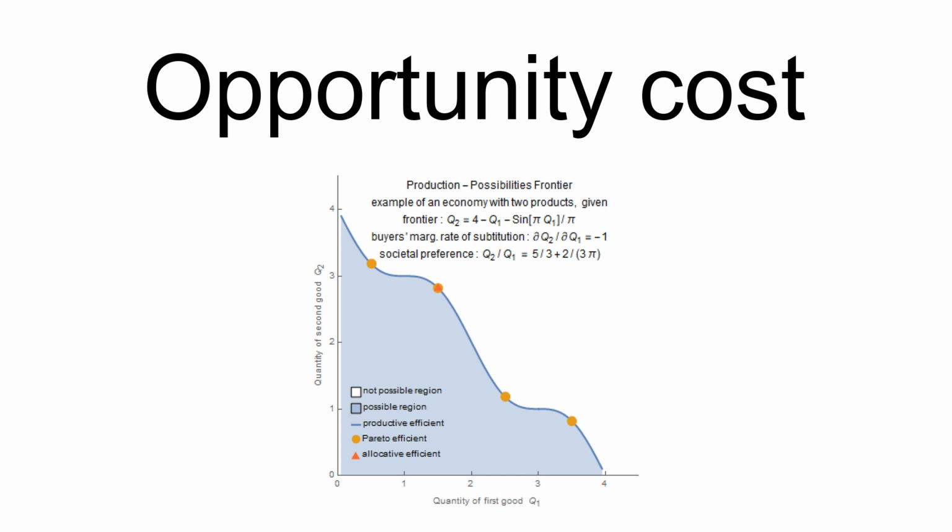The sacrifice in the production of the second good is called the opportunity cost, because increasing production of the first good entails losing the opportunity to produce some amount of the second. Opportunity cost is measured in the number of units of the second good foregone for one or more units of the first good. In the context of a PPF, opportunity cost is directly related to the shape of the curve.